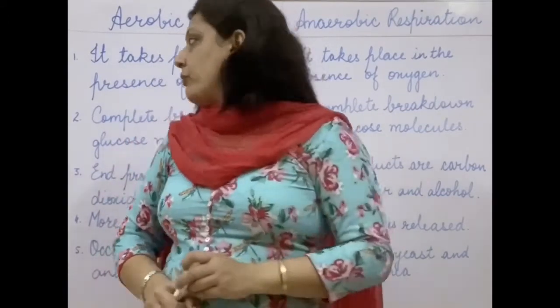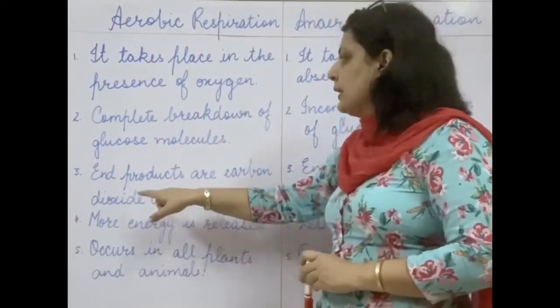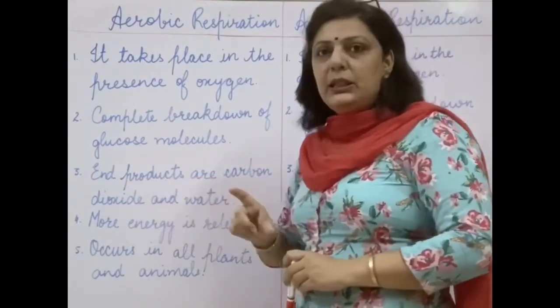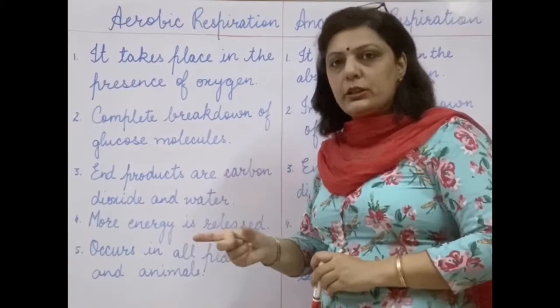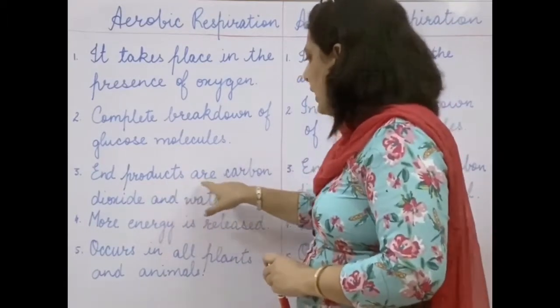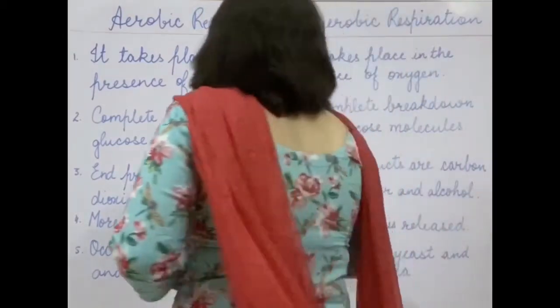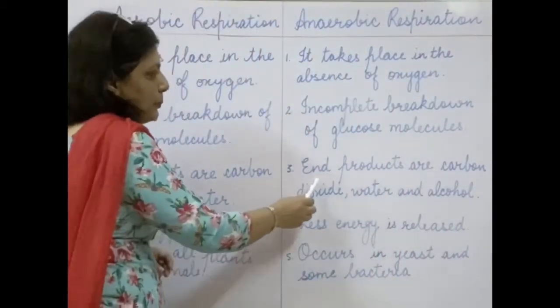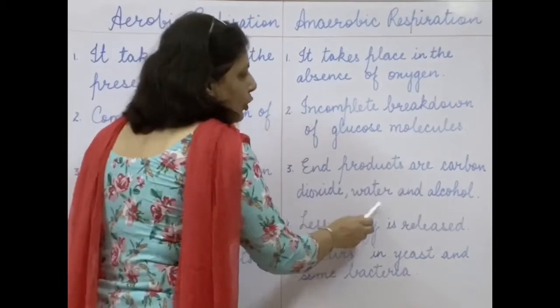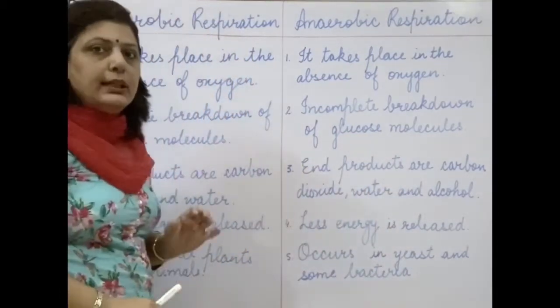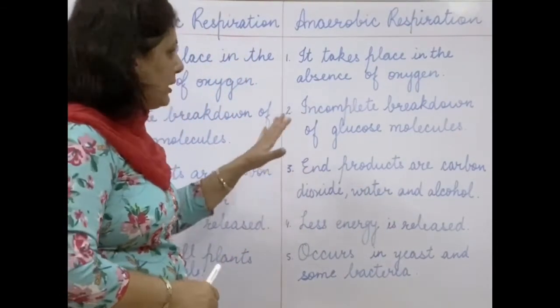Then third point of difference between aerobic and anaerobic is end products. End product means what is formed after the whole process of breakdown. So end products are carbon dioxide and water. Whereas in case of anaerobic respiration, the end products are carbon dioxide, water and alcohol. These are the main products. So this is another difference.